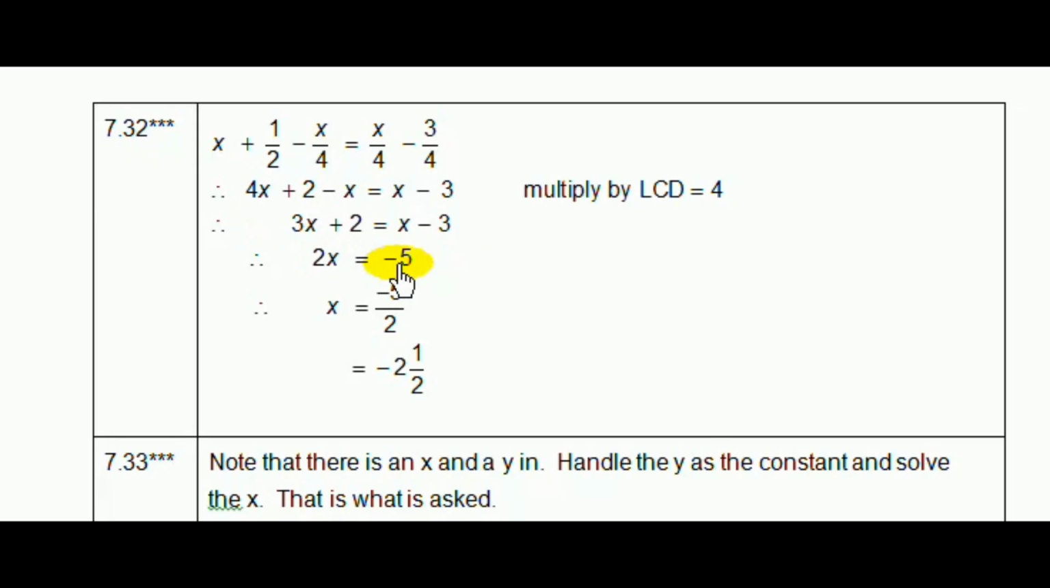Now I know there's 2 steps done in that one. If you can handle that, that's okay. Otherwise, first get the x's to the same side and then take care of that plus 2. But now the 2, to get rid of it, you have to divide by 2 and divide by 2 there. Minus 5 over 2 will leave you with a mixed fraction of minus 2 and a half.